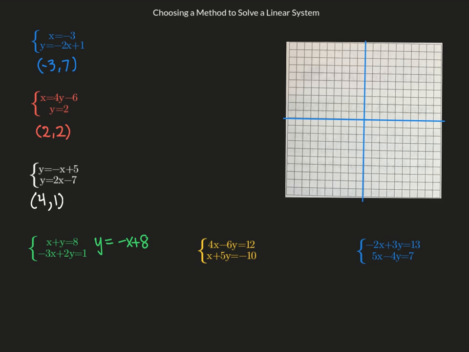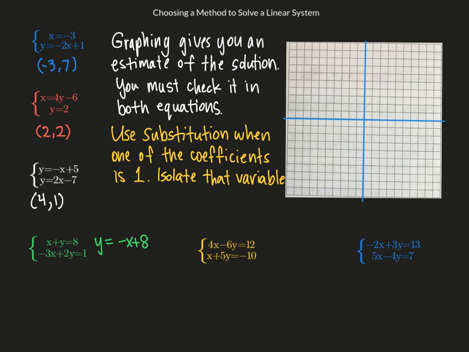But I'm going to write that up on the screen, what I just said. So there you go. That's the main idea. Graphing gives you an estimate of the solution. You must check it in both equations. Use substitution when one of the coefficients is 1. Isolate that variable. So let me continue on with the green one. Negative 3x plus 2 times in parentheses negative x plus 8 equals 1. Now we're going to distribute.